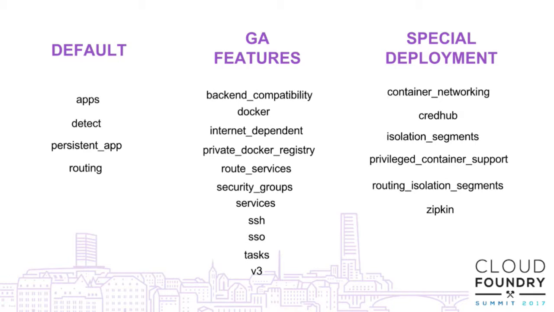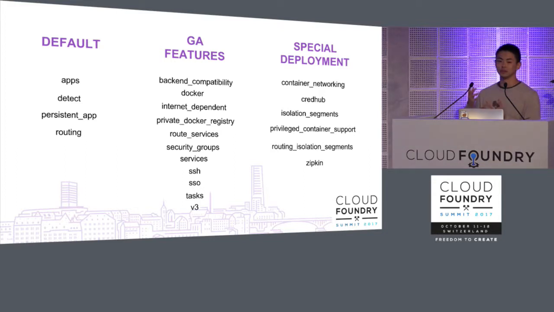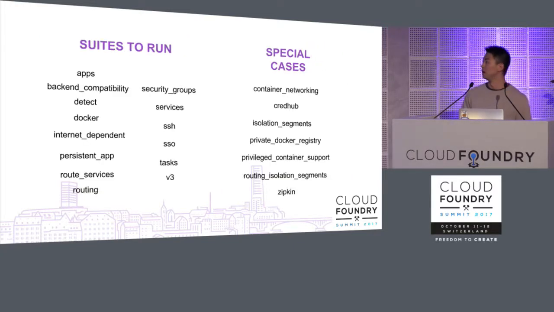And so, from the previous slide, we have some categories, and we're now asking ourselves, is it enough to simply run the default suites? Well, like I said before, the default suites are more of a sanity check than anything else, and it doesn't give us enough confidence that our dev changes didn't somehow leak into another functionality or another CF component. And so Tim and I spent quite some time, and we came up with a more comprehensive list of suites to run. Our goal behind this list is that we want to encourage developers to enable as many suites as possible on their default Cloud Foundry deployment.